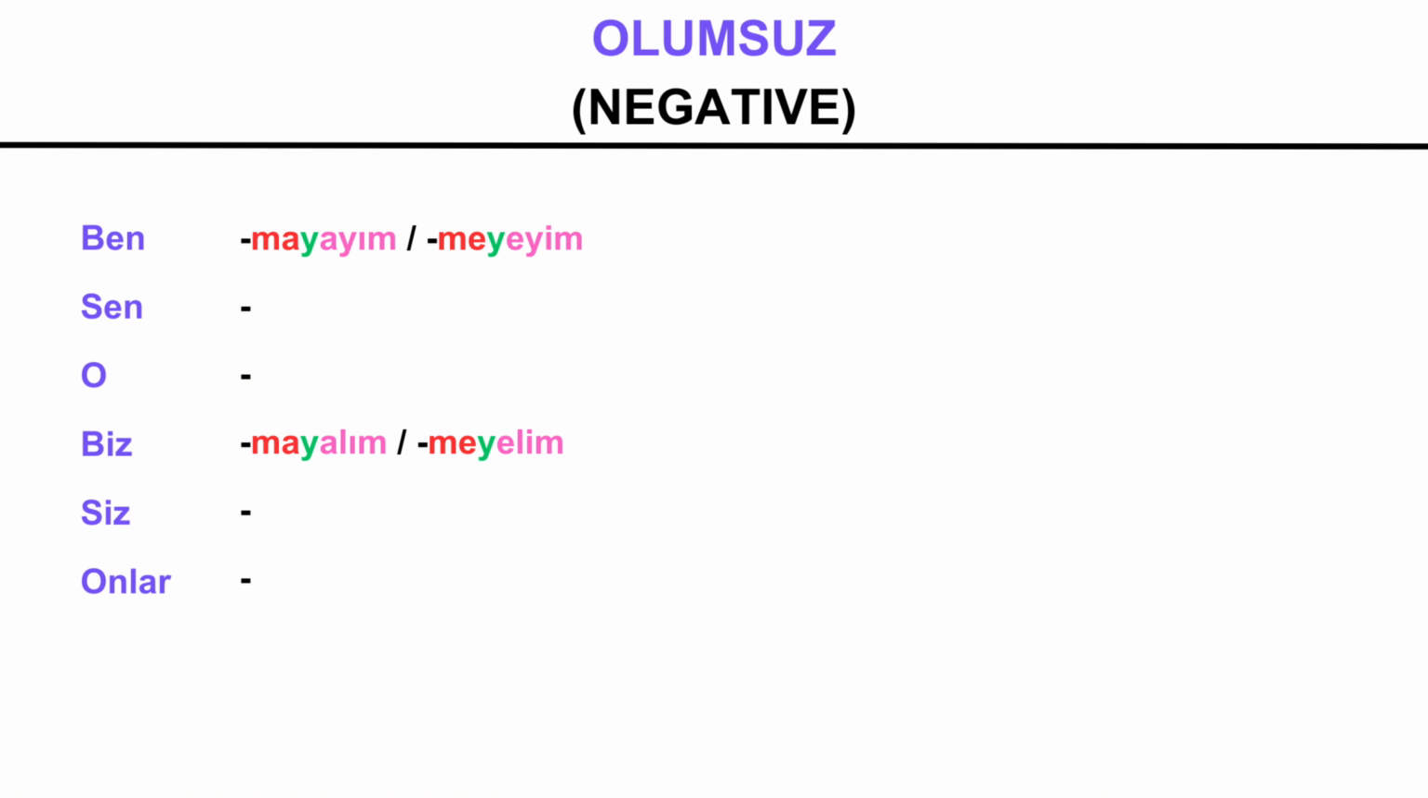Now let's see negative form. In negative form, as you can imagine, we need to add ma or me to the suffix. Because we add me or ma, and then we add a suffix in pink that starts with a vowel, it starts with either a or e, right? Therefore, we need the buffer letter y as usual. So the examples are starting with yapmak, yapmayayım. I shall not do it. I shouldn't do it. I won't do it.